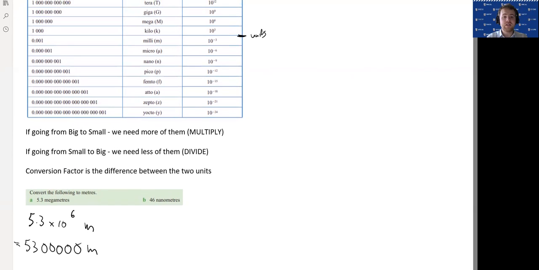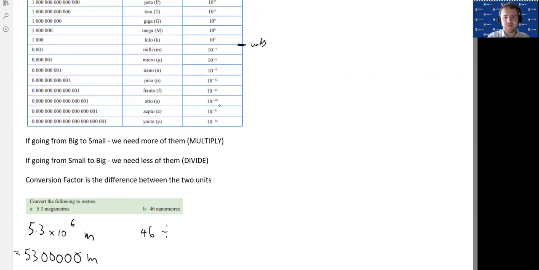For nanometers, okay, we're going from small units to big units. So we're going to need to divide. So I'm going to go 46 divided by, and then from meters to nano, it's 10 to the 9. But we're just going to use the difference. So divided by 10 to the 9. We just go positive 9.